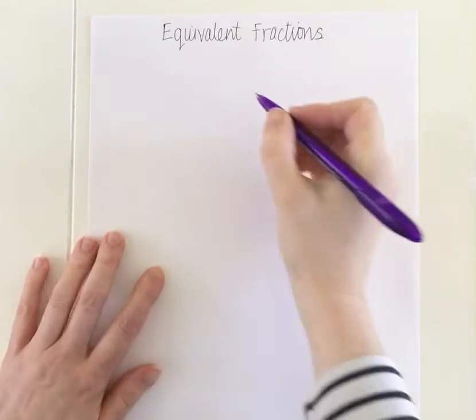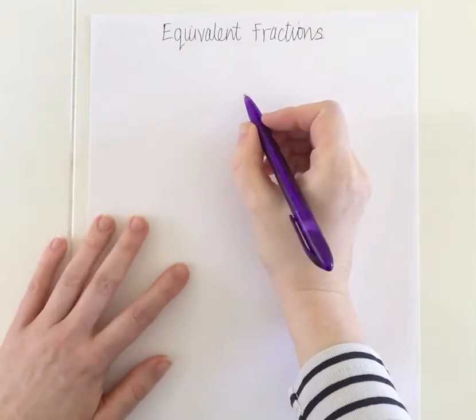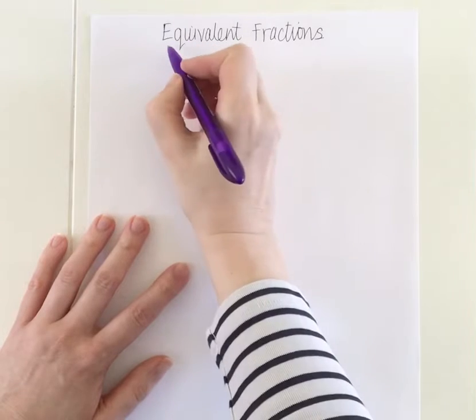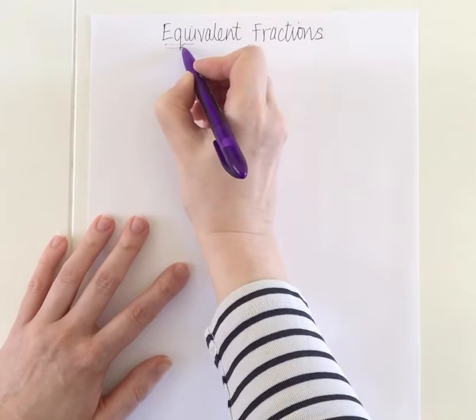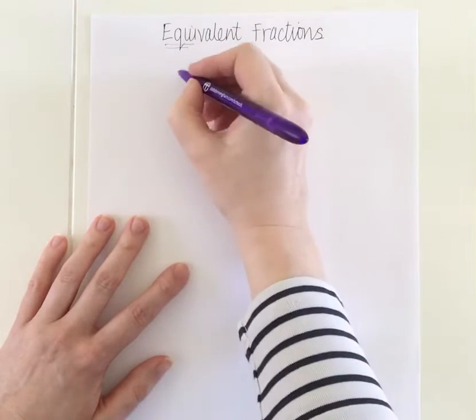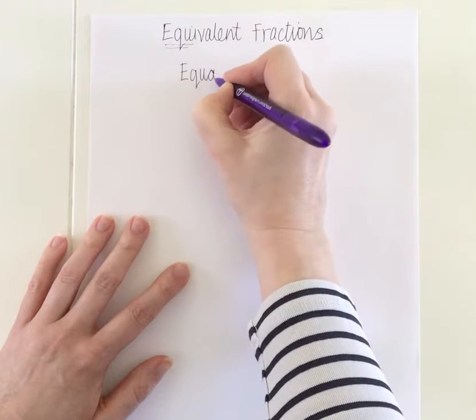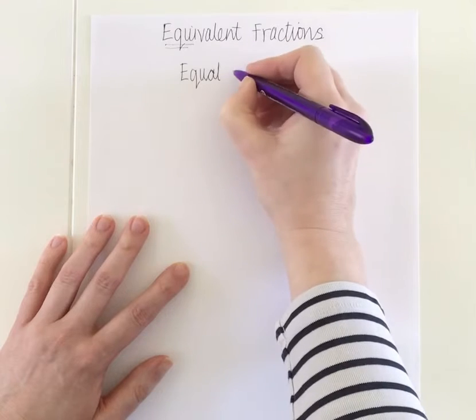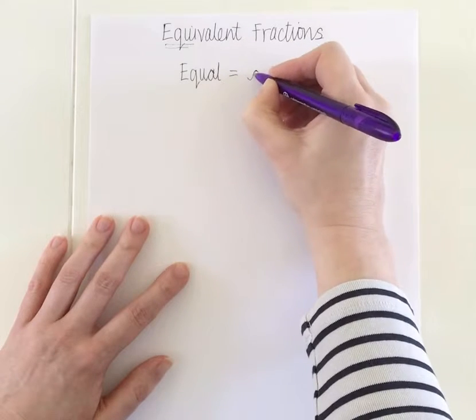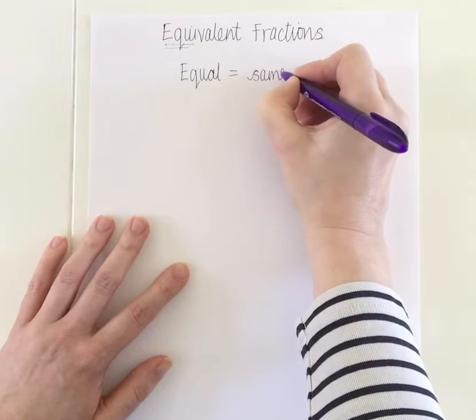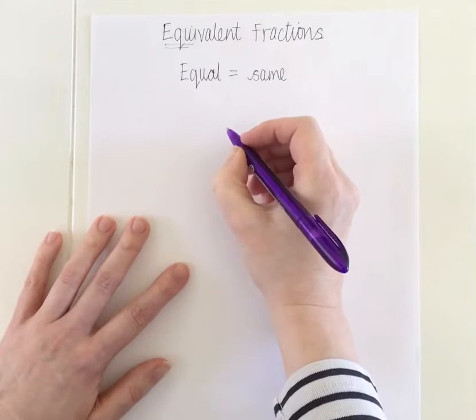Hi everybody, we're going to be looking at equivalent fractions in maths today, and if you have a look at that word equivalent, you can see the beginning is a bit like another maths word that we already know, equal. And we know in maths that equal means the same. So we're going to be looking at fractions that are the same size as each other.